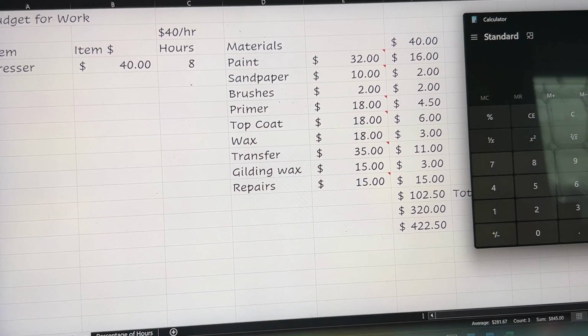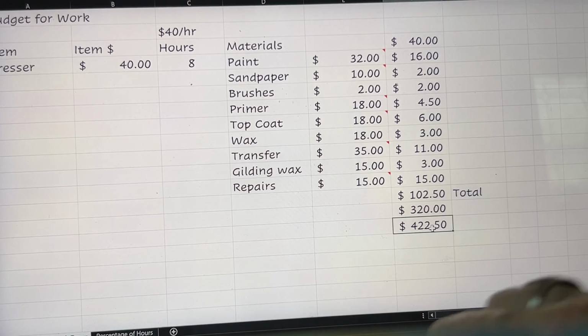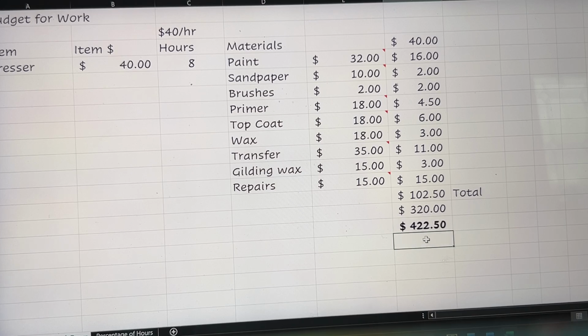So 320 plus 102.5 is 422.5. So this, let's highlight that. This is our sum. Now, let's say we didn't want to figure out how much this is going to cost. Let's say we want to do it the lazy way. Well, after doing this breakdown for months, I decided to start looking at that because it was always somewhat similar.